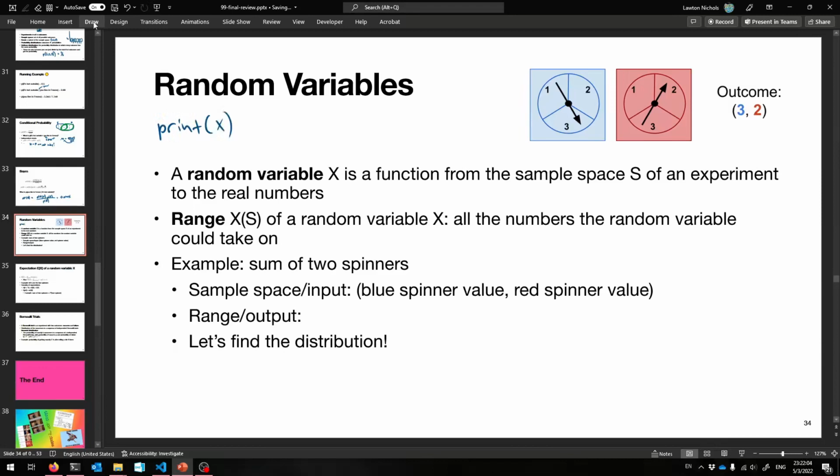It's like if you print x right now, maybe the answer is 1, and if you print x later, because it's a random variable, maybe it'll say 3. That's the kind of way that I want you to think of a random variable, okay? And then we can define it like this for our spinners.